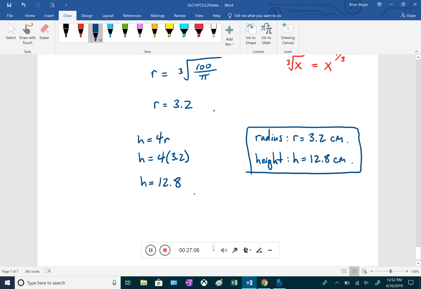Okay, so a little bit more complicated with that one because it was not linear. We had to take the cube root, but it's still doable. You just have to have that formula and plug in your values. Okay, so that's it for this section.